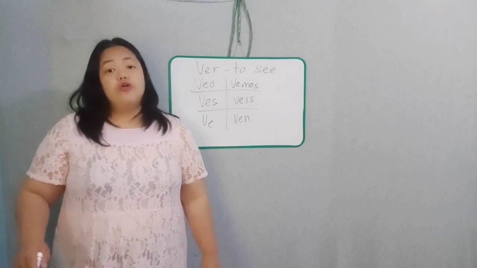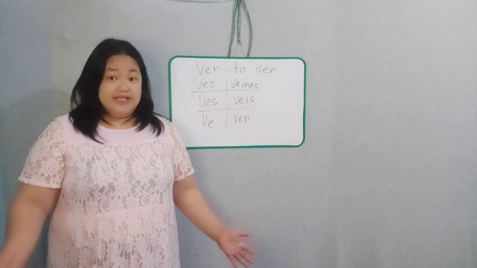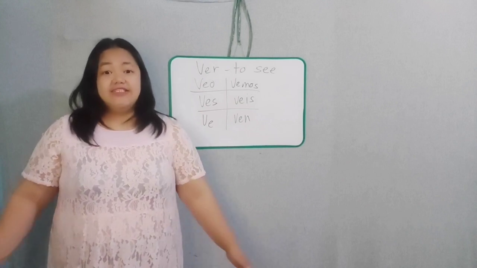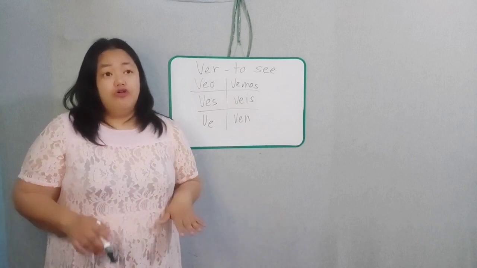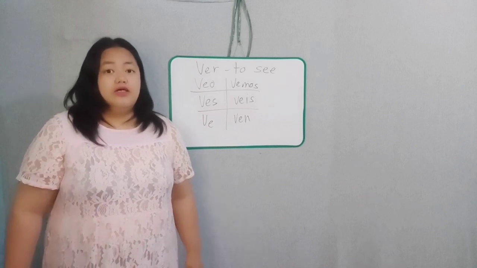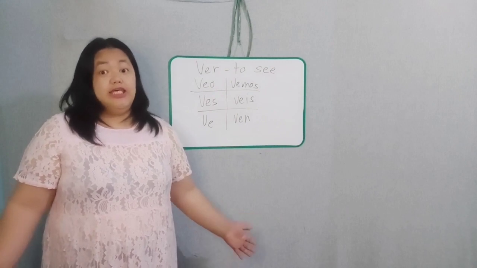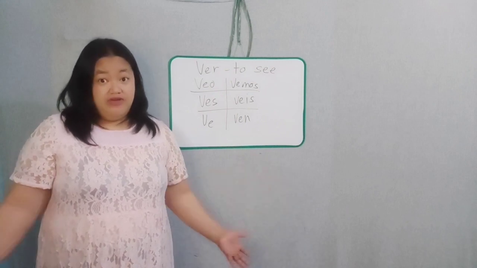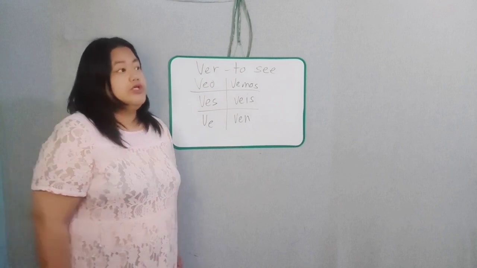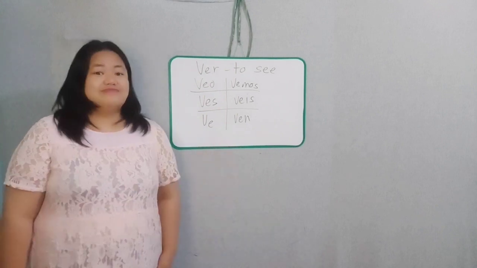You can also, of course, ask questions. ¿Quién ves? Which means, what do you see? And then you can answer, veo los árboles. I see the trees. You can answer, veo los árboles y el río. I see the trees and the river. So these are some of the examples of the verb ver.